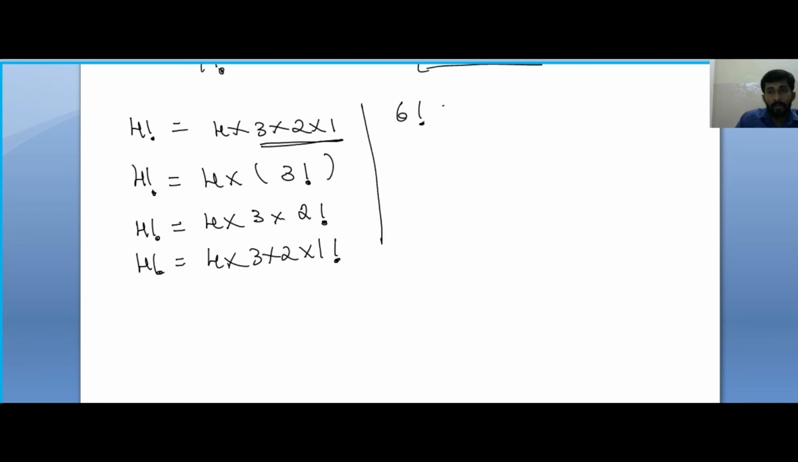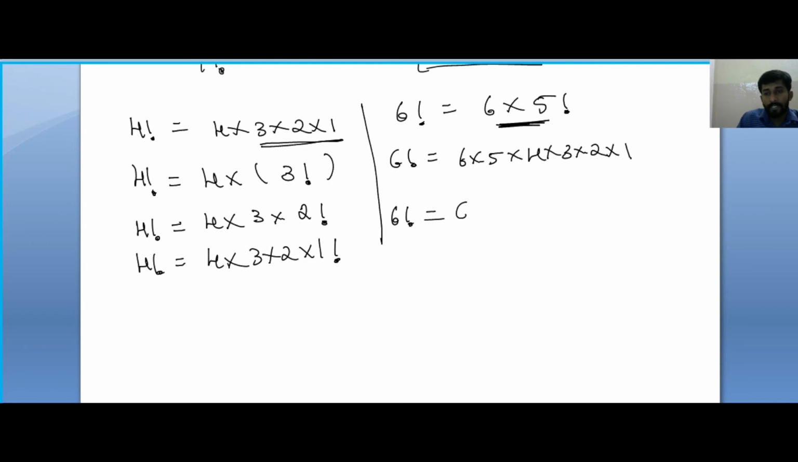Or take 6 factorial. You can write 6 factorial as 6 into 5 factorial, right? Why? 6 factorial value is equal to the product of first 6 natural numbers, that is 6 into 5 into 4 into 3 into 2 into 1. Here I am writing 6 factorial as 6 into 5 factorial. Now consider that one: 6 factorial is equal to 6 into, what is 5 factorial? 5 factorial is nothing but 5 into 4 into 3 into 2 into 1. By this you can say that 6 factorial can be written as 6 into 5 factorial, or as 6 into 5 into 4 factorial, or as 6 into 5 into 4 into 3 factorial.